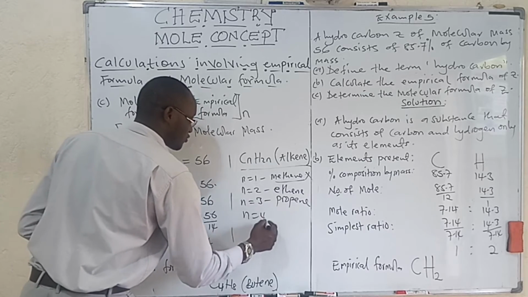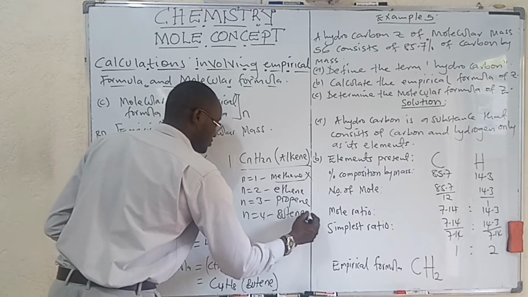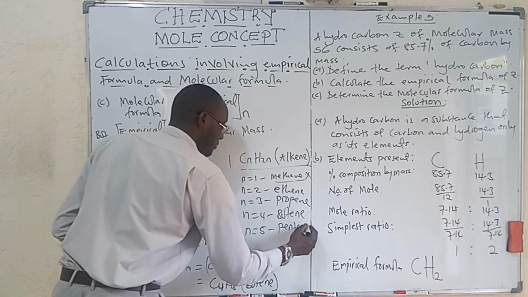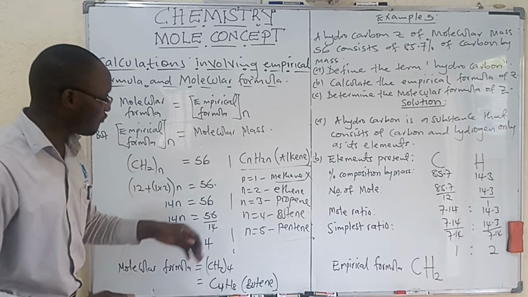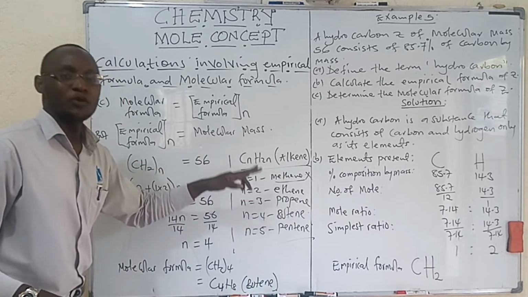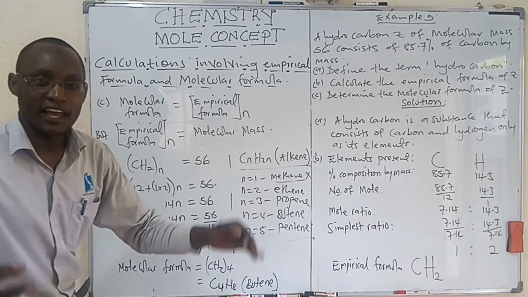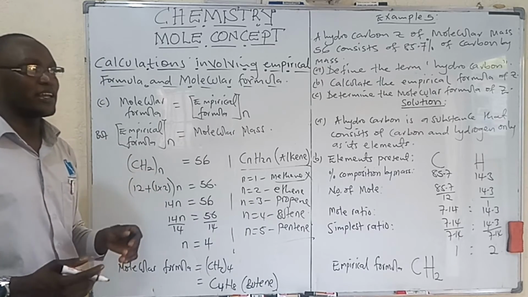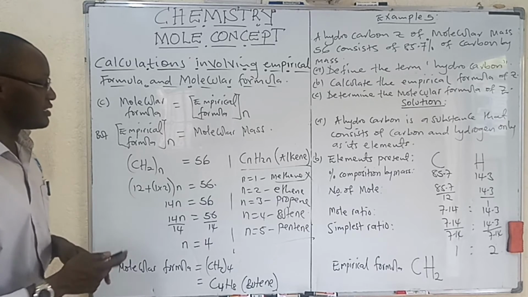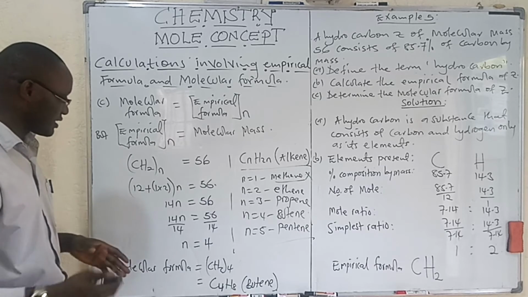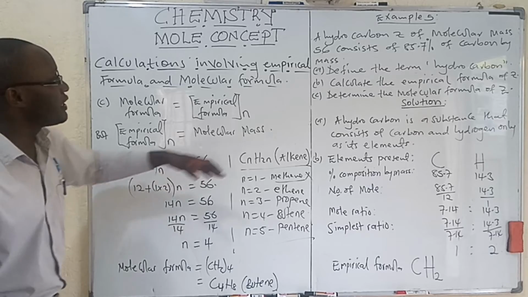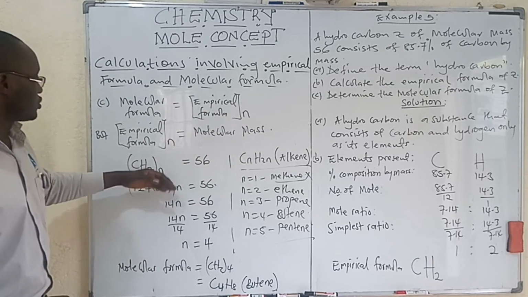And if n is equal to 4, this is a butene. If n is equal to 5, this is a pentene, and so on and so forth. They are very interesting hydrocarbons under this homologous series. We shall talk about it under organic chemistry, the chemistry of carbon, majorly combined with oxygen and maybe hydrogen. We shall see what we call organic chemistry or organic compounds. So that has been our example 5. Let us cross now to another example.